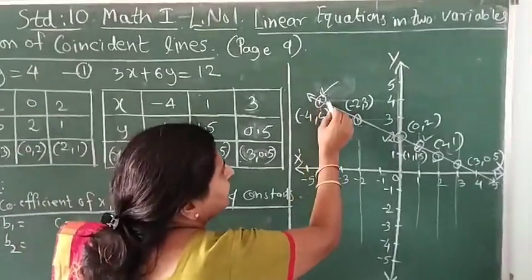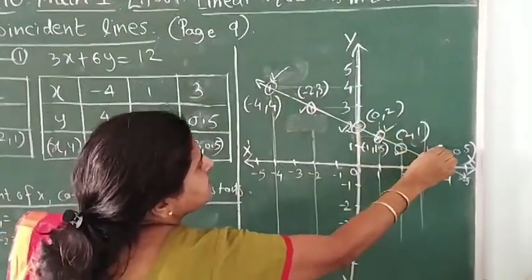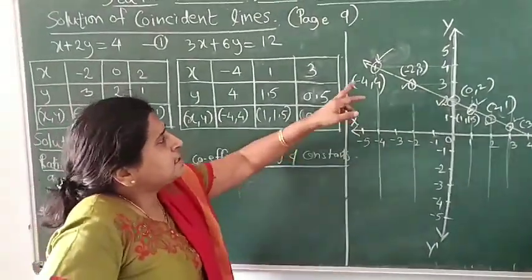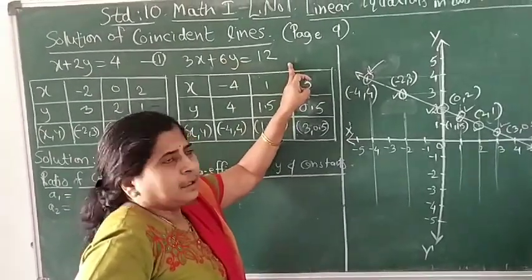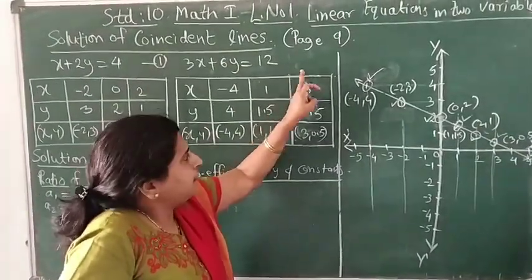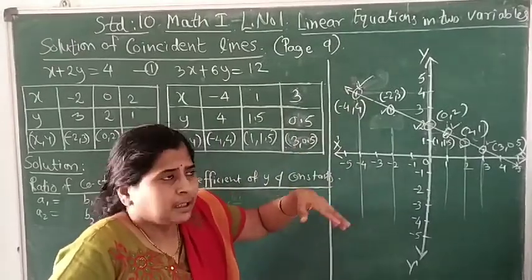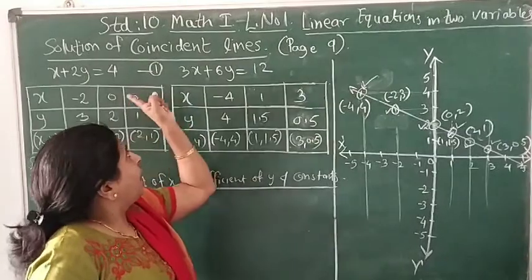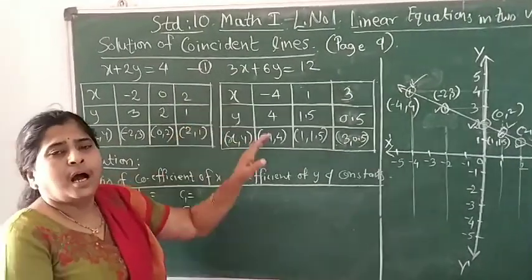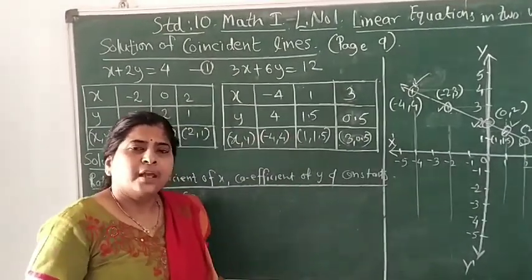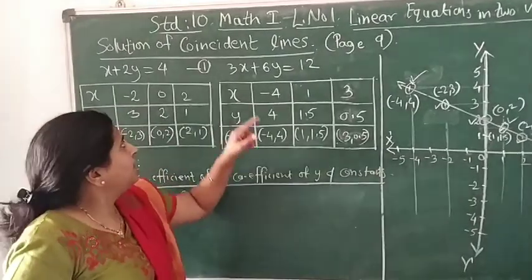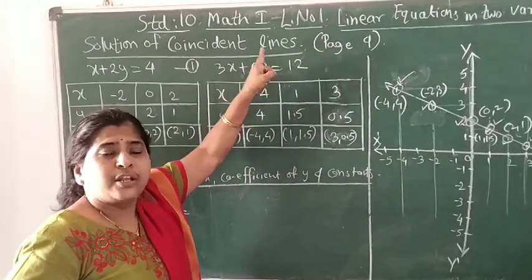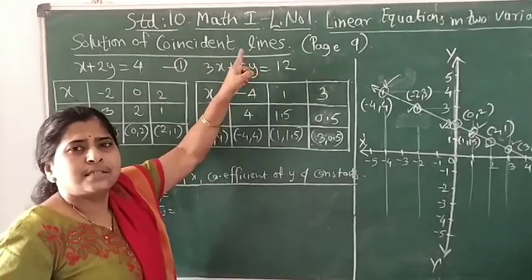Now we can see that these 3 points already lie on the line we have drawn. It means the line of this equation is not a different line, but we got the same line. Or we can say the graphs of these two equations are overlapping on each other. In mathematical language, we call such lines coincident lines. They are not different lines, but one and the same.